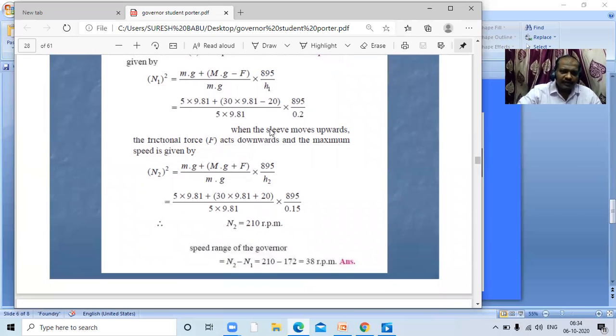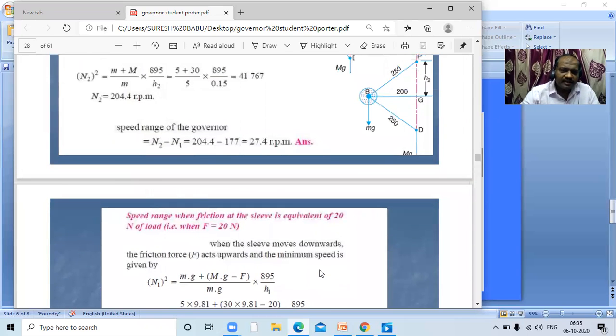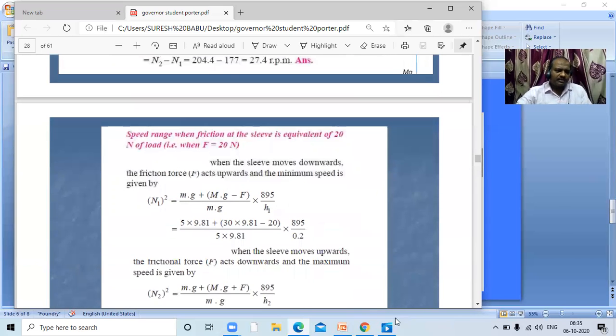Next, if you go for N2, if the sleeve moves upwards, then add plus instead of negative. Then it is 5 times 9.81 plus 30 times 9.81. Thereby N2 is equal to 210 RPM. So the difference is N2 minus N1, that is 210 minus 270, that is 38 RPM. So when friction is there, the range is 38 RPM. When friction is not there, the range is 27.4 RPM. So friction has maintained more difference. So this is how we can solve it ultimately.